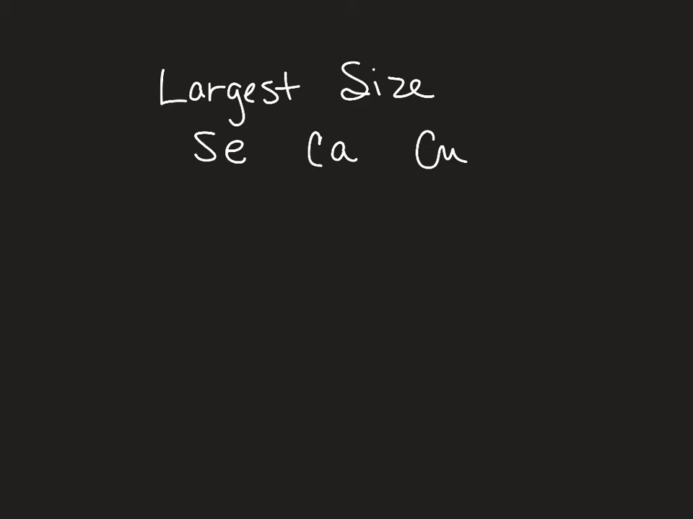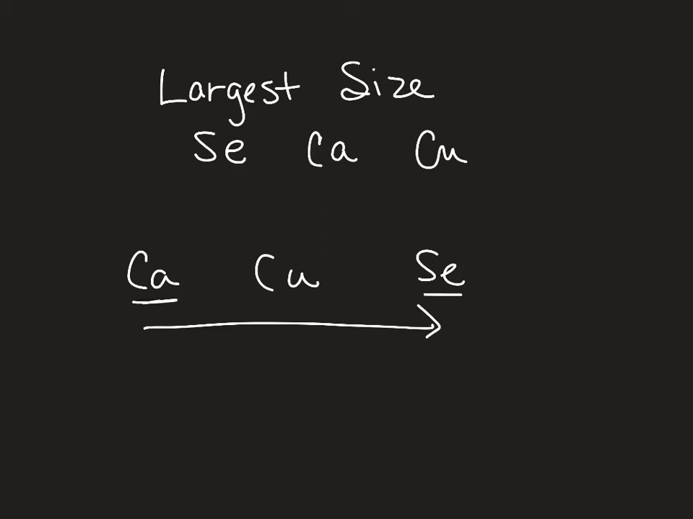So if you look at that, they're all in the same row. So really the order goes calcium, then copper, and then selenium. And then think about your trend. Atomic size, as you go left to right on the periodic table, gets smaller. So selenium would be your smallest one, and calcium would be your biggest one. I'm asking what the largest one is, so calcium would be the winner for that one. All right, so let's try another one.